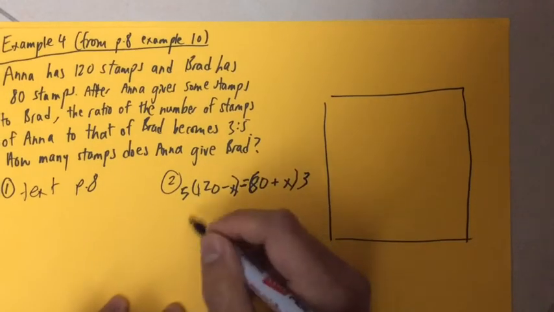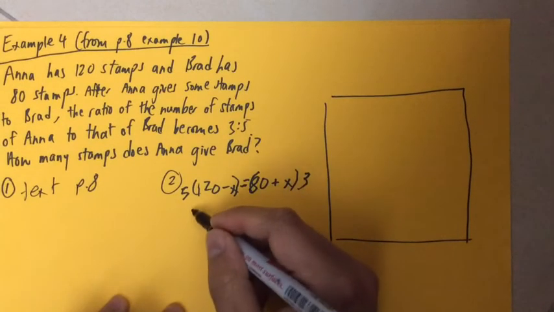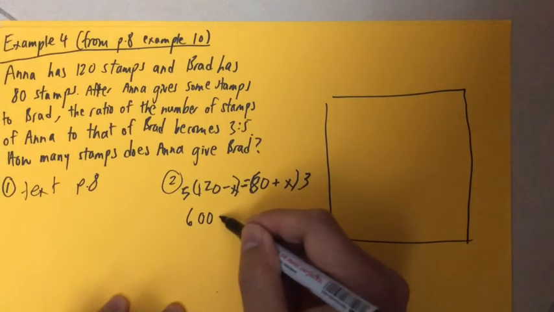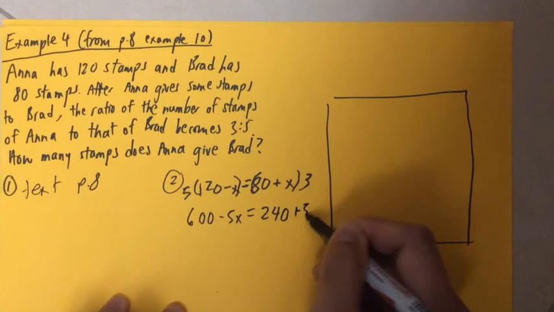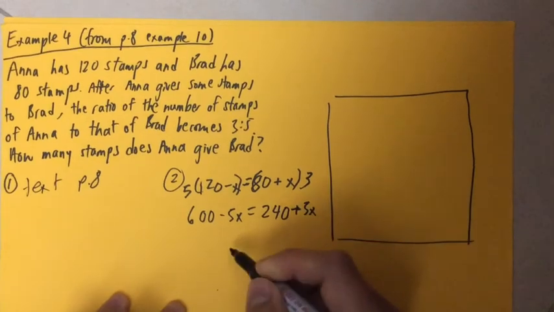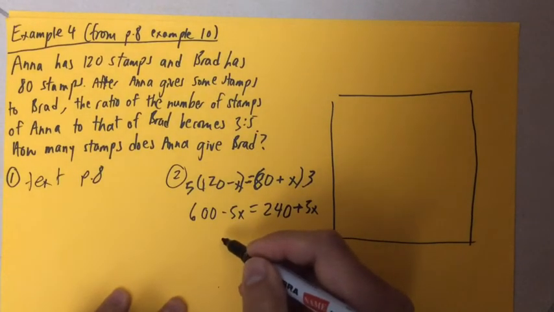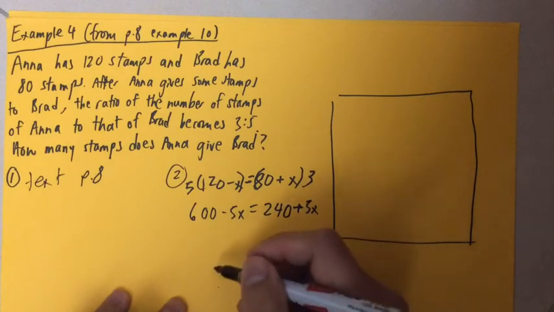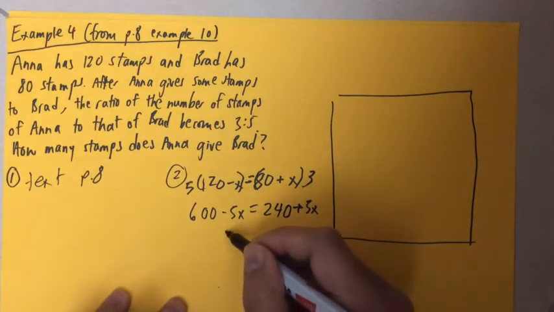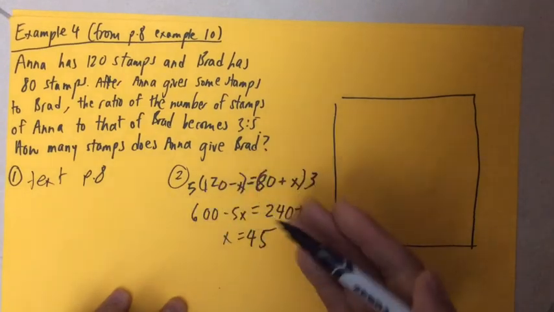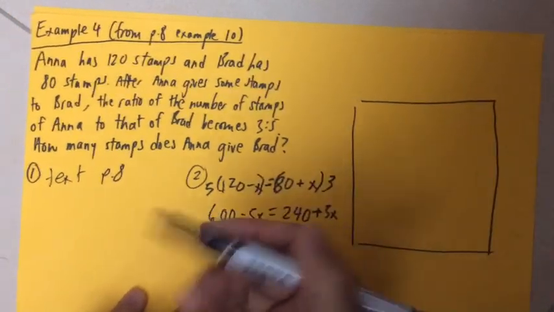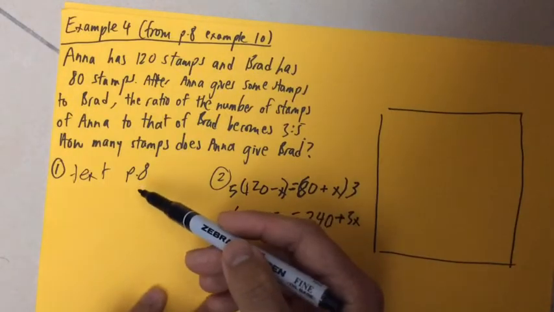So if we solve for the equation, we'll find that we get 600 minus 5x equals 240 plus 3x. If we rearrange the numbers, we'll find that x equals 45. So we get the same solution with this method as we do with the textbook method on page 8.